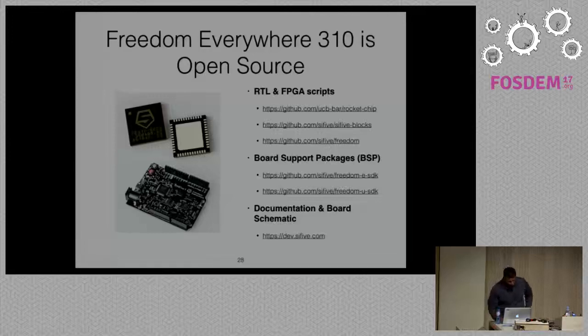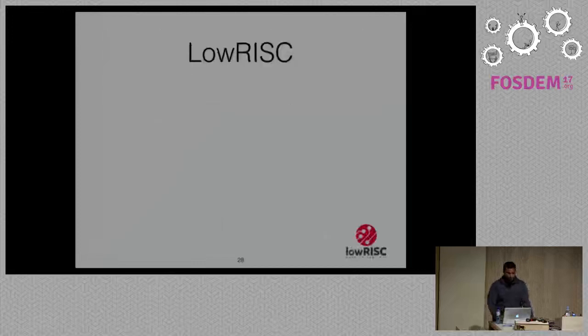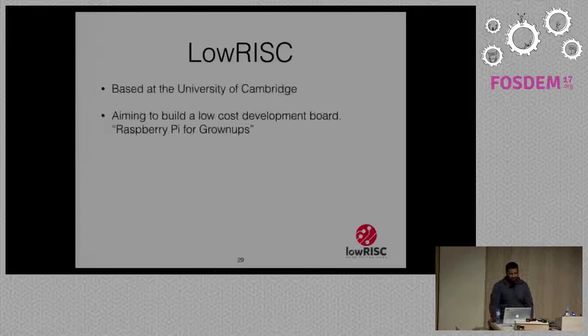Another interesting RISC-V SoC is the LowRISC project. Some of you may have seen the talk two years ago here at FOSDEM that Alex Bradbury gave about LowRISC. LowRISC is based at the University of Cambridge, and they're aiming to build a really low-cost development board. Their tagline is Raspberry Pi for grown-ups. It was actually founded by one of the founders of Raspberry Pi, so they basically want to create a completely open version of the Raspberry Pi. I think that's pretty cool.